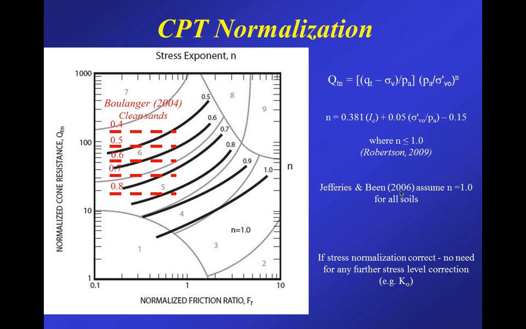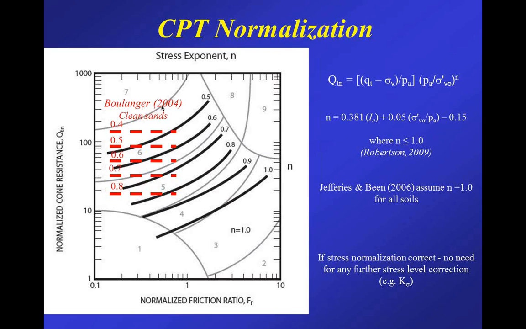Now, just a note here, Bean and Jeffries, who use a state parameter approach, use a stress exponent of 1 throughout for all soils, and maybe we'll come back to that topic a little bit later. Little note at the bottom, I feel that if the stress normalization is done correctly, there's no need for any further stress level corrections. And in liquefaction, there's often this term K sigma, which is a further correction for high overburden pressure. And you'll see later that because I've embedded that in the stress exponent, I don't think we need that later on.